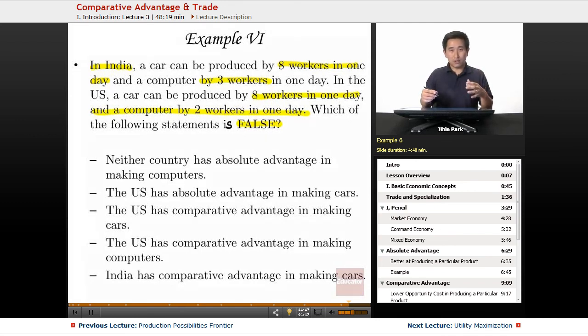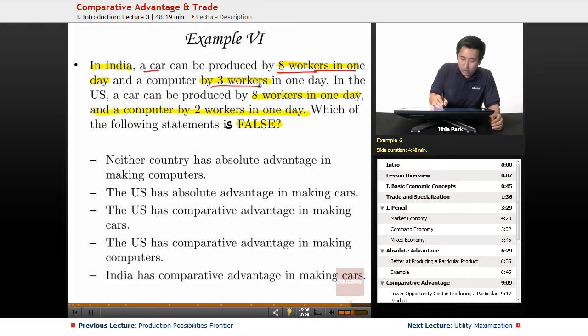This one's kind of tricky because you're going to find 4 true statements and you've got to find the false one here. So, neither country has absolute advantage in making computers. Well, let's go ahead and see if we have any shortcuts here. So in India, 8 workers are used to make a car, or 3 workers are used to make a computer. And in the US, 8 workers are used to make a car, and 2 workers are used to make a computer.